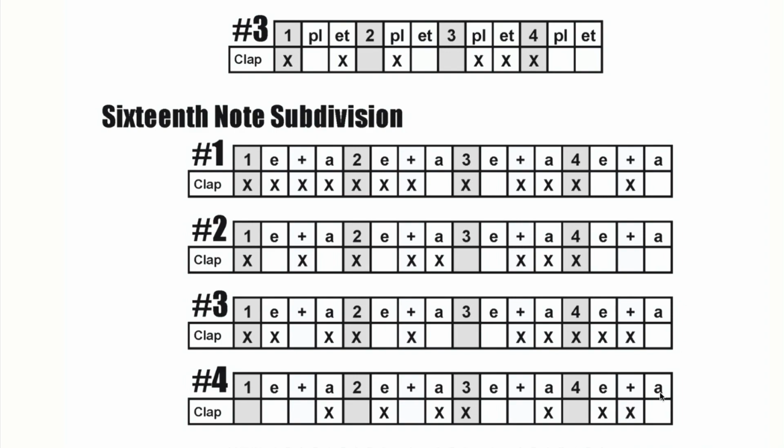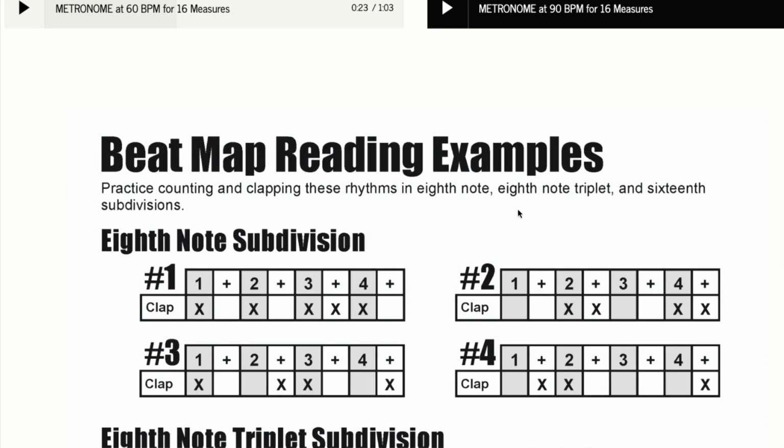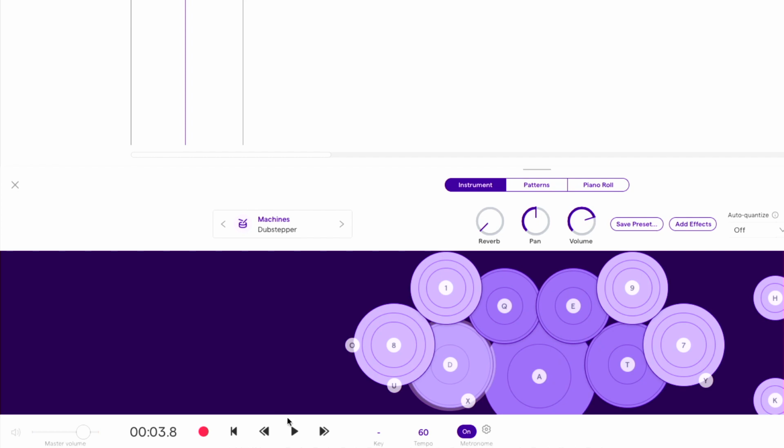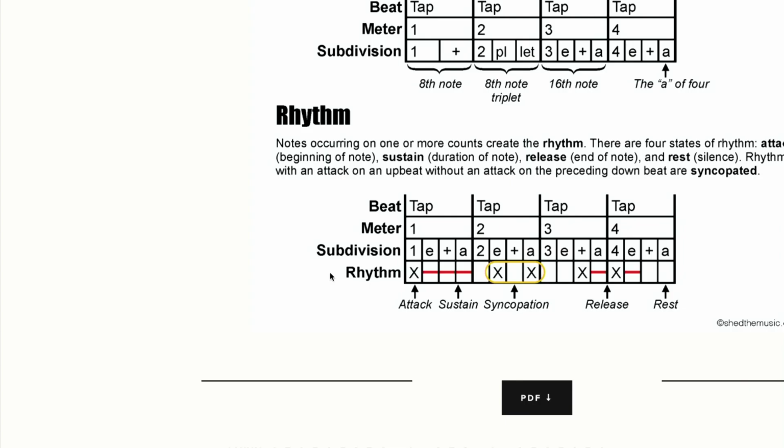Okay, so you have to count and clap at least one of those examples from each subdivision level 4 times. And you remember, you can use whatever object you want as long as it doesn't have a lot of sustain. And I'm also going to put this on there too. This is just a little more of a fun metronome.